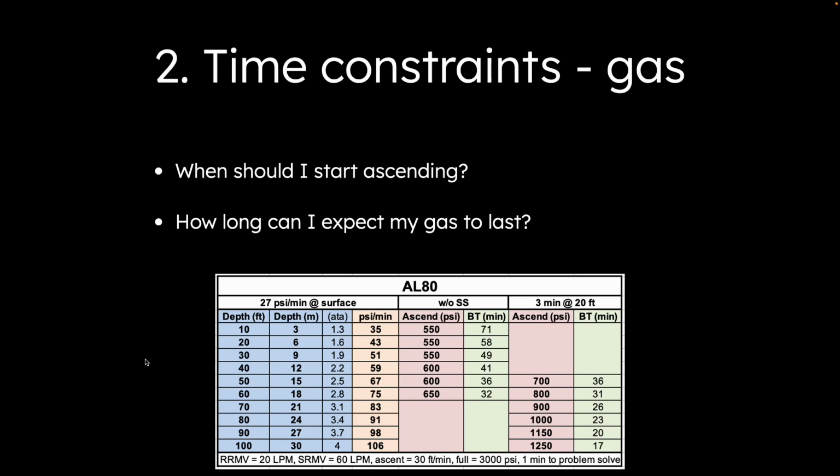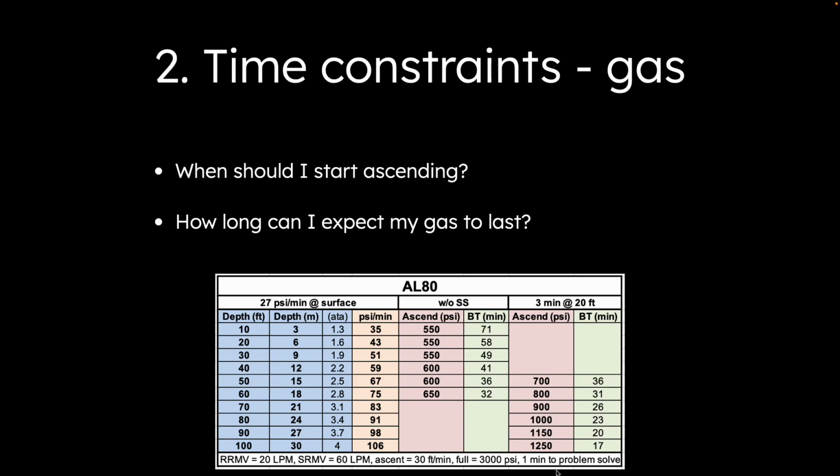There are a few caveats you should know about where this table is no longer accurate or reliable. One of which is if you have a higher SAC rate, higher than 20 liters a minute, then this table will no longer be accurate and you need to be even more conservative than that. Also, if you are ascending slower than the suggested 30 feet or 9 meters a minute, if you're ascending really slow, then you're going to go through more gas, and so you need to leave the bottom earlier.